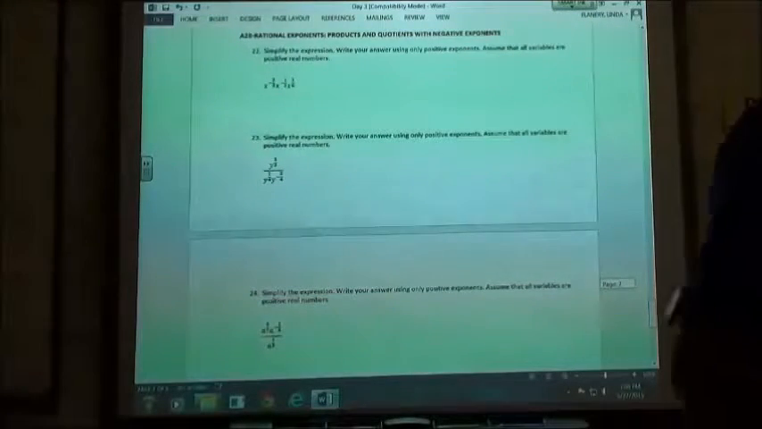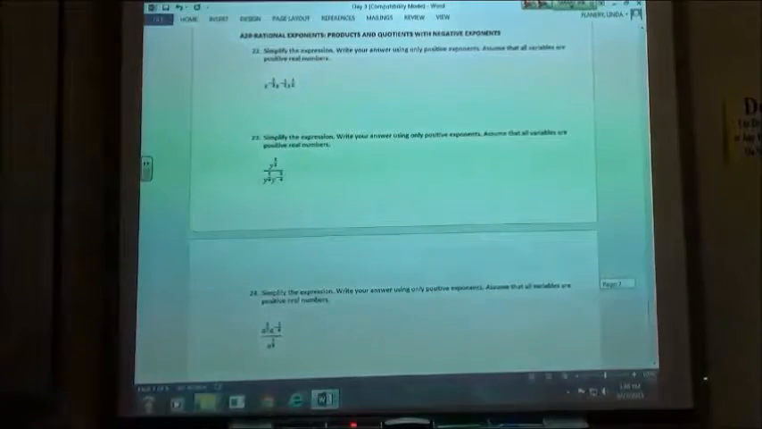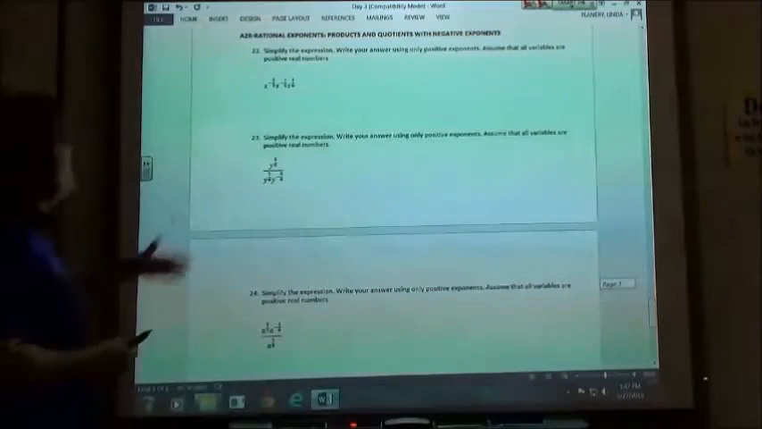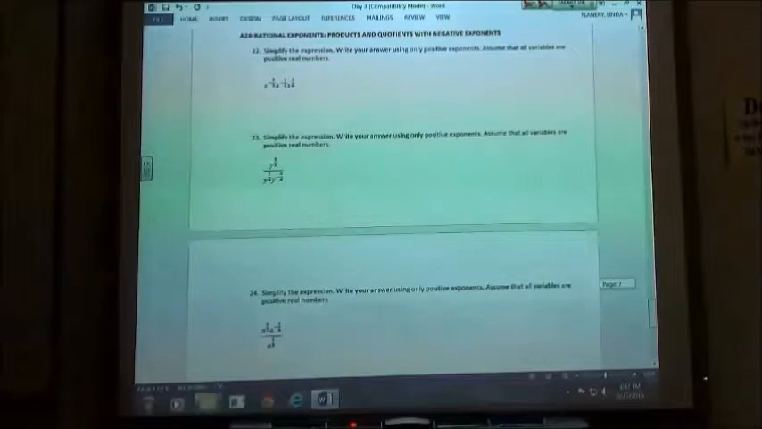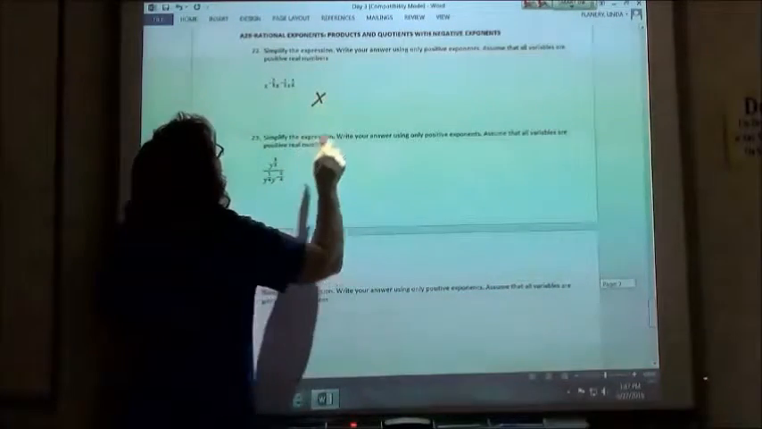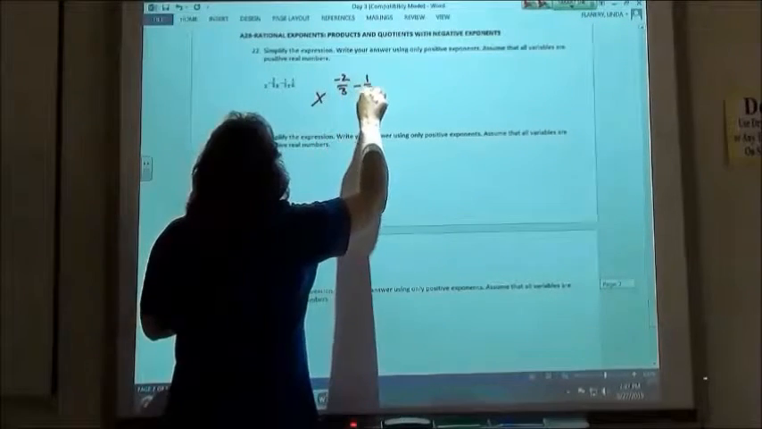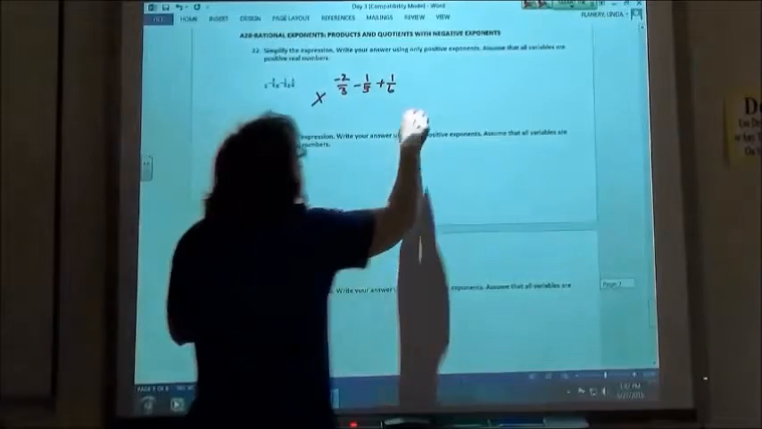22 to 24, rational expressions, products and quotients with negative exponents. Now, if I have it all written as a product with the same base, my rule is to go ahead and add the exponents. So if I have x to the negative 2/3 times x to the negative 1/3 times x to the 1/6 power, I'm just really adding and subtracting those fractions. So I have to have a common denominator. I'm going to write it as x to the negative 2/3 minus 1/3 plus 1/6, which means I have to find my common denominator.